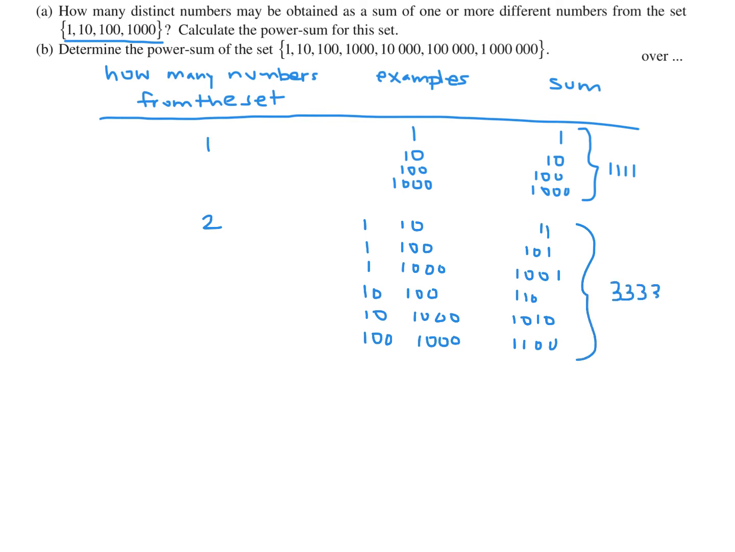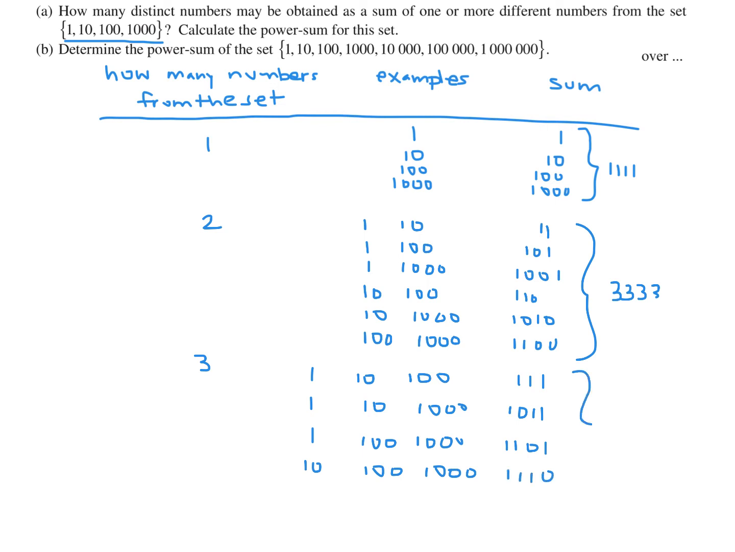Okay. Hey, you guys get the point here. So let's keep going. When I choose 3, I can have a 1, a 10, and a 100. I can have a 1, a 10, and 1000. I can have a 1, a 100, and 1000. Or I can have a 10, a 100, and 1000. And these sums are 111, 1011, 1101, 1110, and this whole sum is 3333.